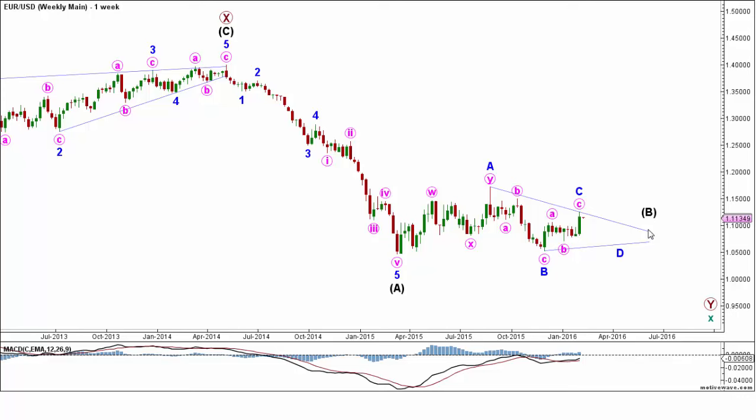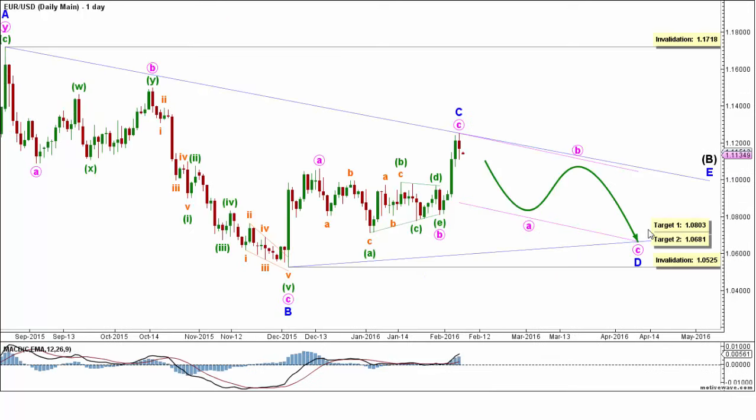Now zooming into our main count on the daily chart, we can see that within intermediate wave B, minor wave B formed a zigzag labeled minute waves A, B, and C, retracing 95% of minor wave A, and then minor wave C formed another zigzag labeled minute waves A, B, and C, retracing about 61.8% of minor wave B, and it's either complete or near completion.